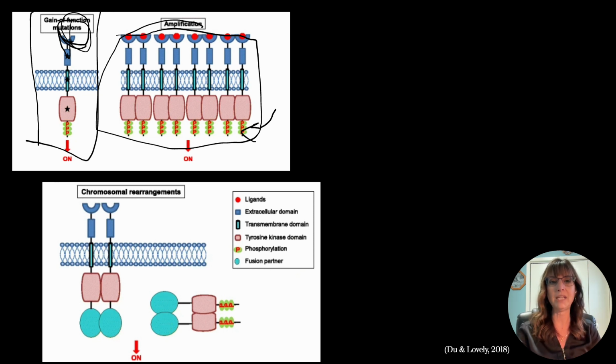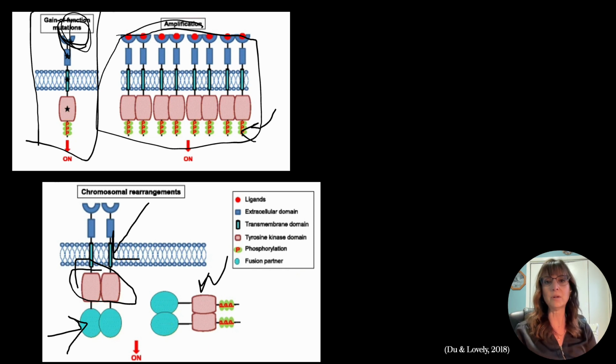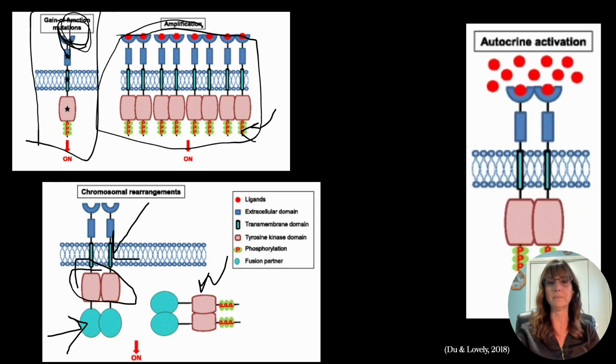This oncoprotein consists of two parts. So this kind of peachy color, maroon color, is the original receptor tyrosine kinase, but this aqua color here is its fusion partner. And this oncoprotein can be embedded in the membrane, as we see here, or just float in the cytoplasm. But either way, the chromosomal rearrangement can cause issues with signal transduction.